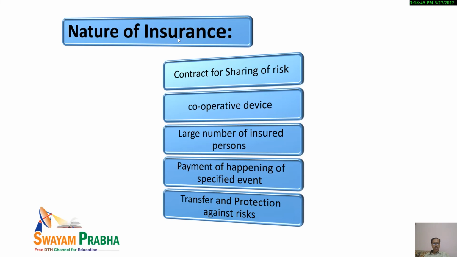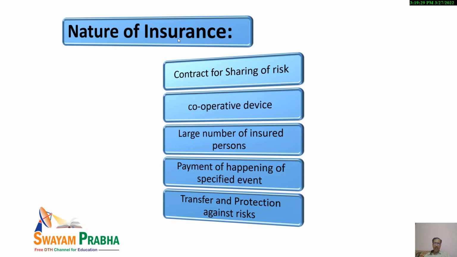So basically, insurance is a contract for sharing the risk. A number of persons are taking the policies, but the probability of loss happening is very less. And in case of loss, the insurance company will be compensating that particular person, that particular company. So it is a cooperative device. A large number of insured persons is there, and it is not for earning profit. My dear students, kindly note, insurance saves you from risk. It can't be used as a mechanism to earn profit, and the payment will be made to you on happening of the specified event.